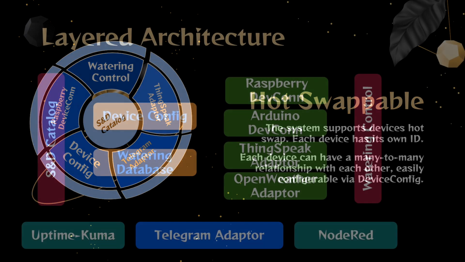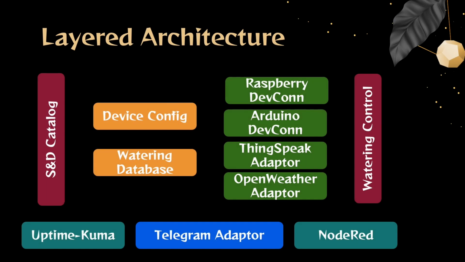Not all the services are connected to each other. There is a layered architecture in those connections, starting from the service and device catalog, which is the lowest one, where all other services base their functionalities. On top of that, the device config and the watering database are the two storage-like services. Going forward, the two device connectors and the two adapters are listed, and finally the water control, which uses all the bottom services to work.